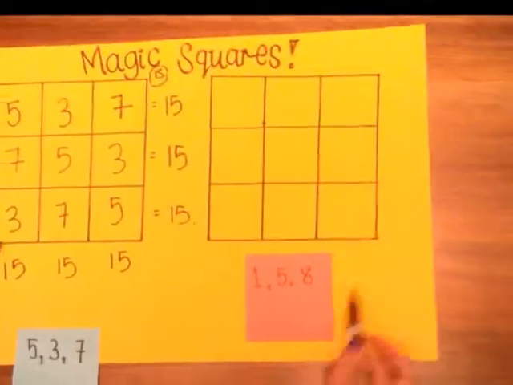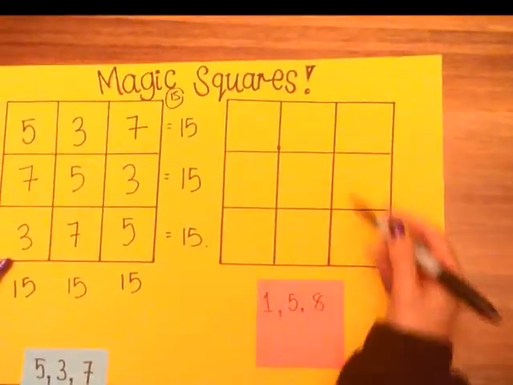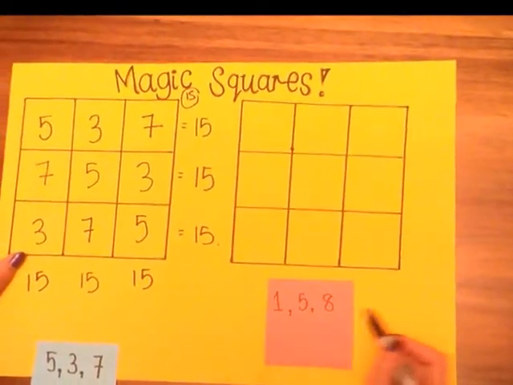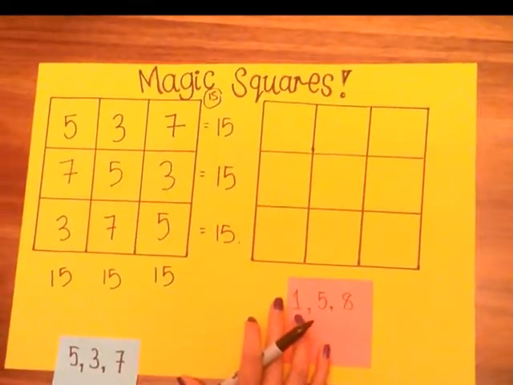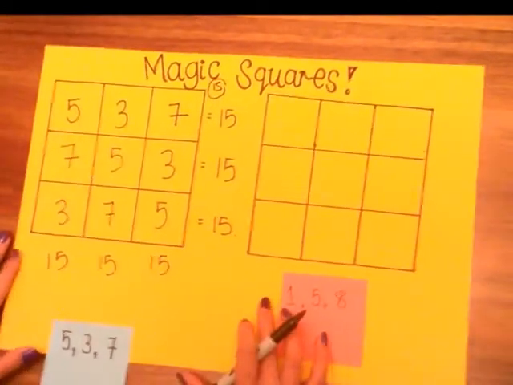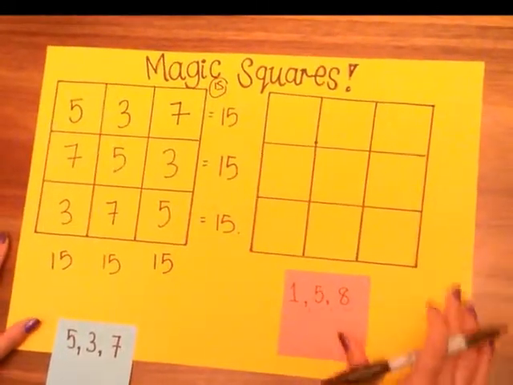Then students can go on with another magic square with different numbers, 1, 5 and 8. And then after they've done that, they can go on with an extension and make up their own magic squares with their own chosen three numbers.